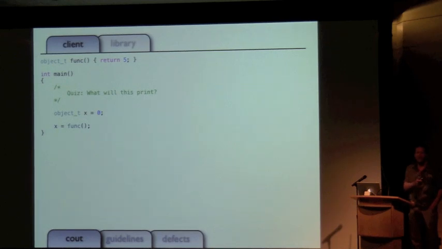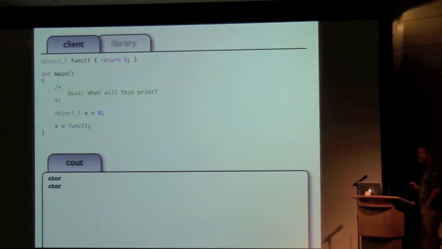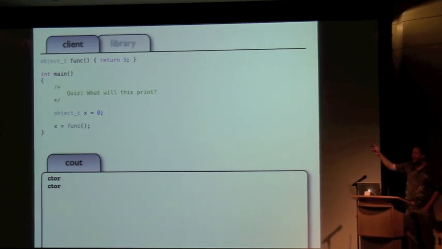I heard one person say the same. Any other guesses? Ctor, ctor. Ctor, ctor. Right. Now we've got an R value coming back to our function for the object, and the compiler is free to elide that. Okay?